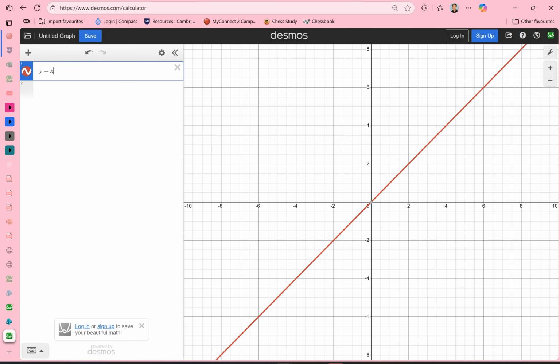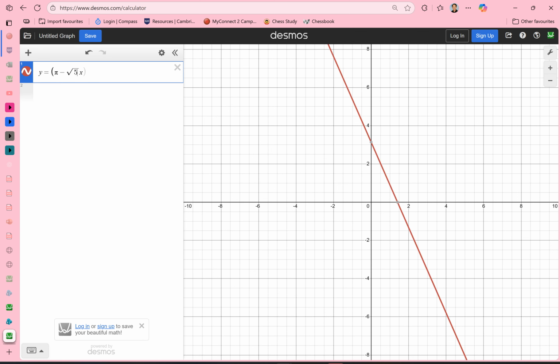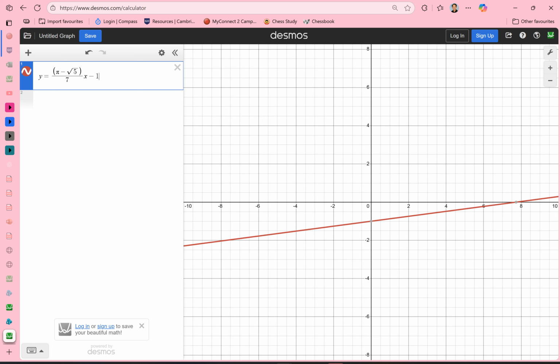You see, even if I did this, so if I went back, number in front of x, I could do a fraction in front of it. I could do pi, take away roots, how do you do root again? Root of 5 divided by 7, and then minus 1. It's still a straight line. See, I can make it as crazy as it is at the front of x. Doesn't matter.